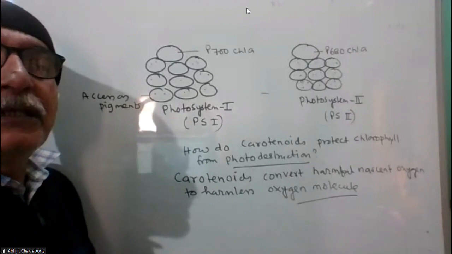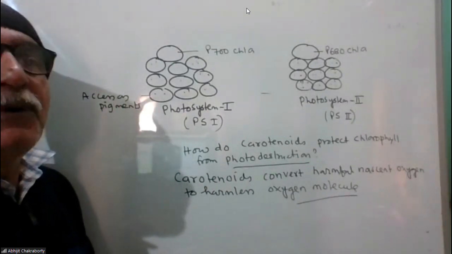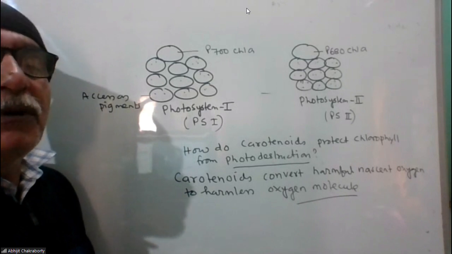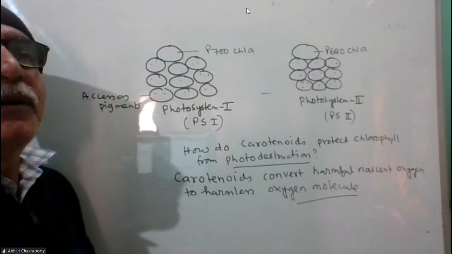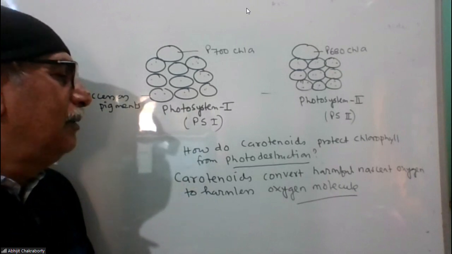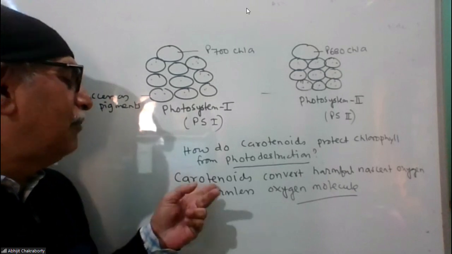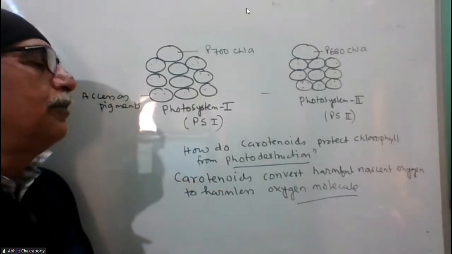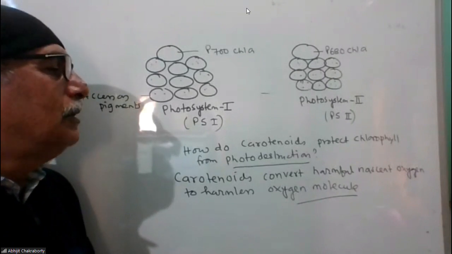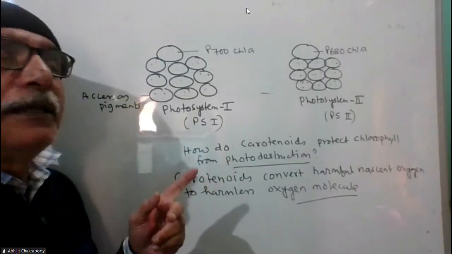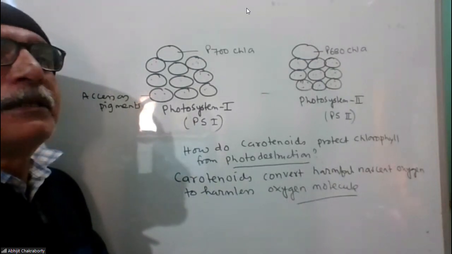chlorophyll from photodestruction. As you remember, when the intensity of light is more, there will be more production of oxygen during the light phase. All these are nascent oxygens, so they are required to be converted to oxygen molecules in order to protect chlorophyll from their effect. And that's why what is carried out by carotenoids mainly is to convert harmful nascent oxygen into harmless oxygen molecule. That's why such accessory pigments are required to be present in the light harvesting complex.